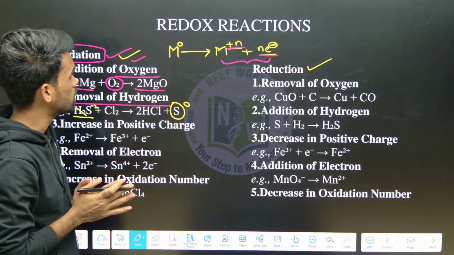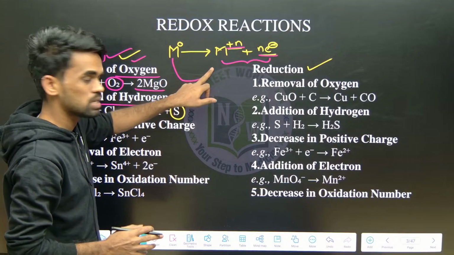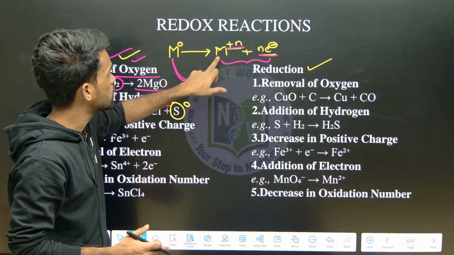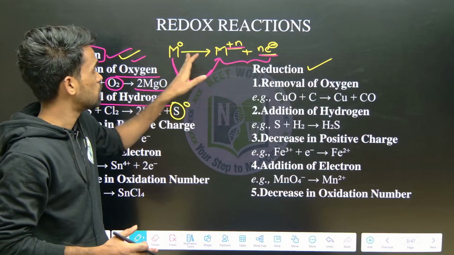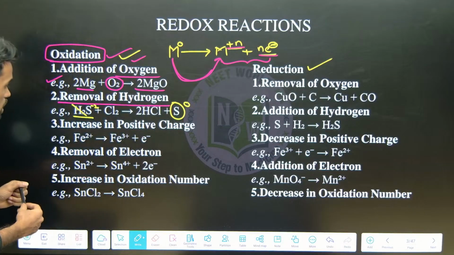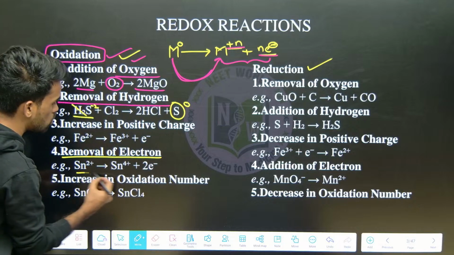So what do we get from here? When a species loses, whether it may be metal, non-metal, anything, if the species loses its electron, it gets oxidized. That process is called oxidation. So we can say loss of electrons. What I am saying, loss of electrons or removal of electrons is also called oxidation.